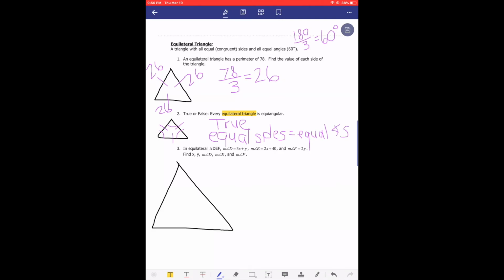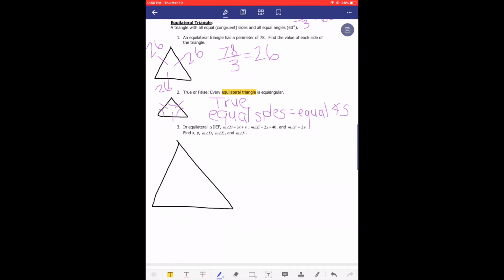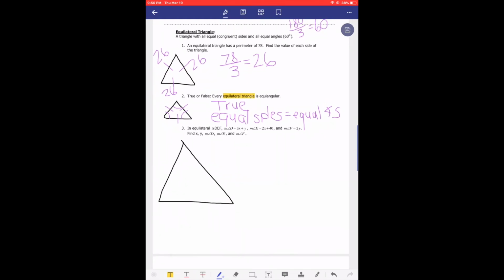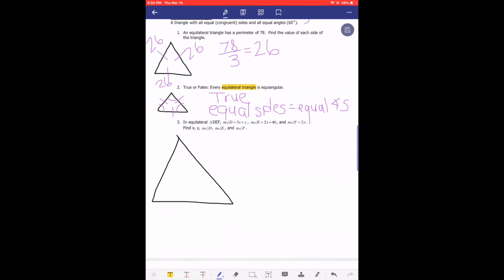Question 3. An equilateral triangle DEF, the measure of angle D equals 3x plus y, the measure of angle E equals 2x plus 40, and the measure of angle F equals 2y. Find x, y, measure of angle D, measure of angle E, measure of angle F. So make sure to remember this is an equilateral triangle, which means that all of our sides and all of our angles are going to be equal.